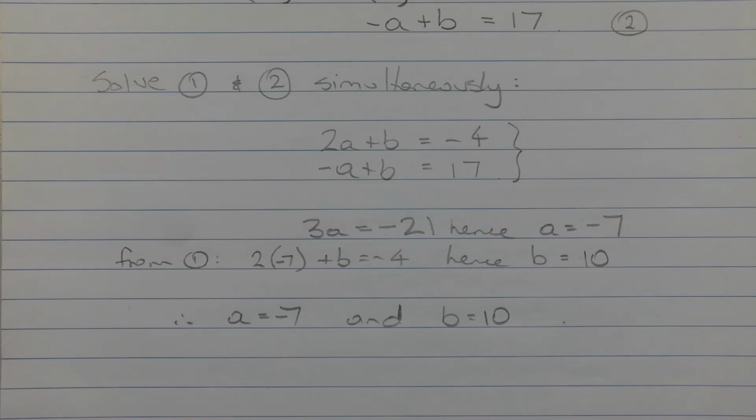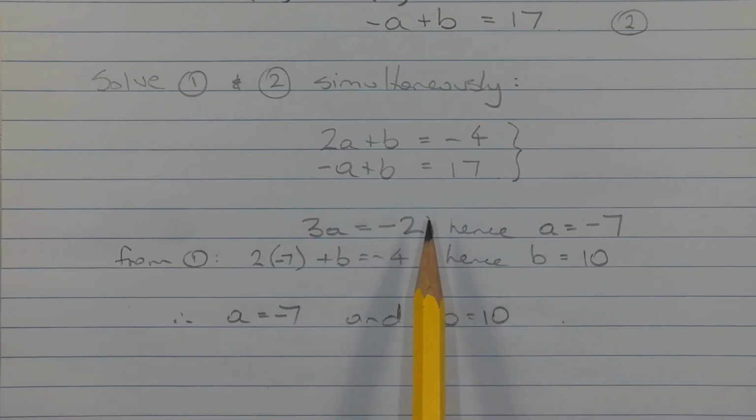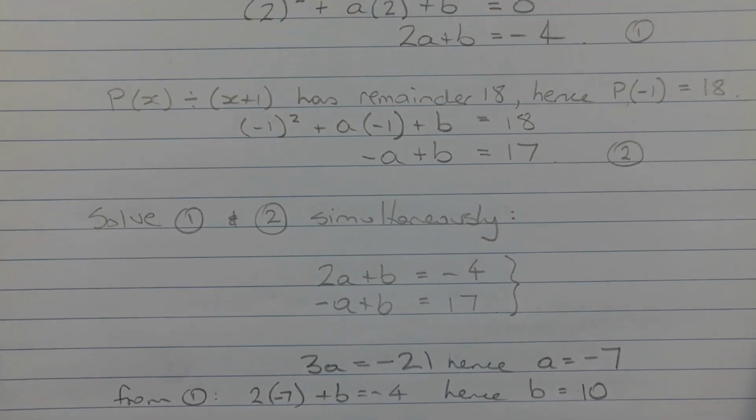I'm going to use the elimination method since we have two identical terms, the b terms in both equations, and we can subtract one equation from the other. So we can do 2a plus b equals -4 minus -a plus b equals 17. And we get 3a is equal to -21, and dividing both sides of this equation by 3, we get a is equal to -7.